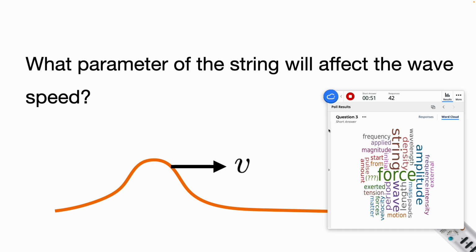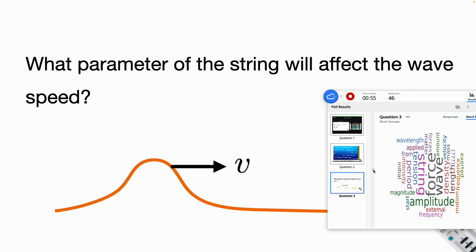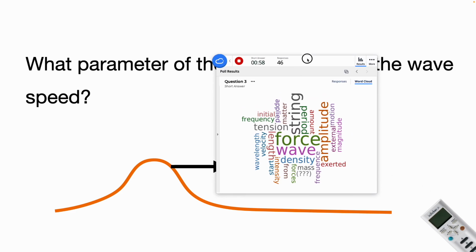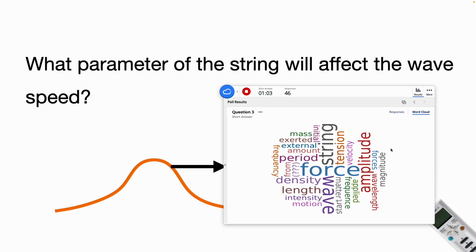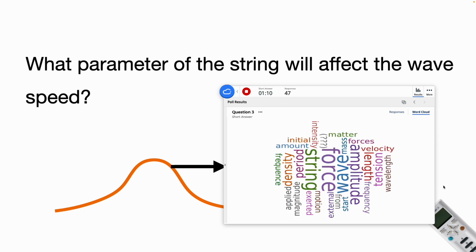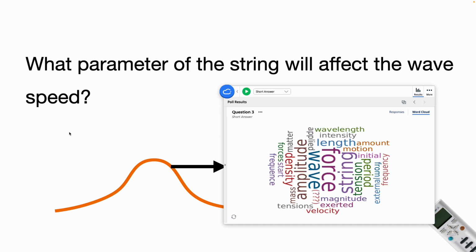Let's see if it can be bigger. Okay, good. So we have force, string. The string affects itself. Good. Tension. Tension is a force. That's a good guess. Wave, mass. The wave affects the speed of wave. Okay. All right. So let's review the answer.